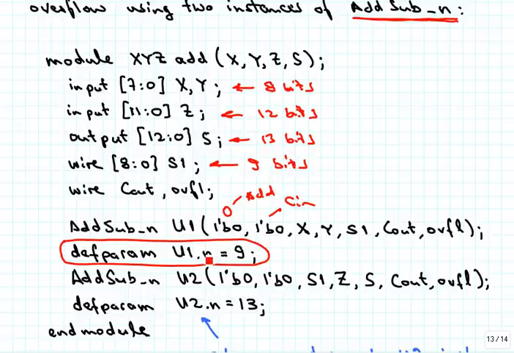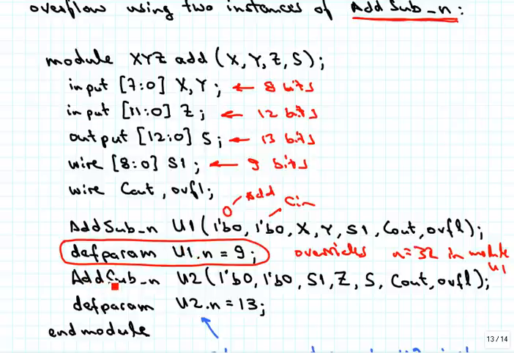So that overrides the n equal to 32 in the module u1. And we're actually producing just a 9-bit adder rather than a 32-bit adder. And then we do the same thing. We call that add sub n, or we instantiate that add sub n again.